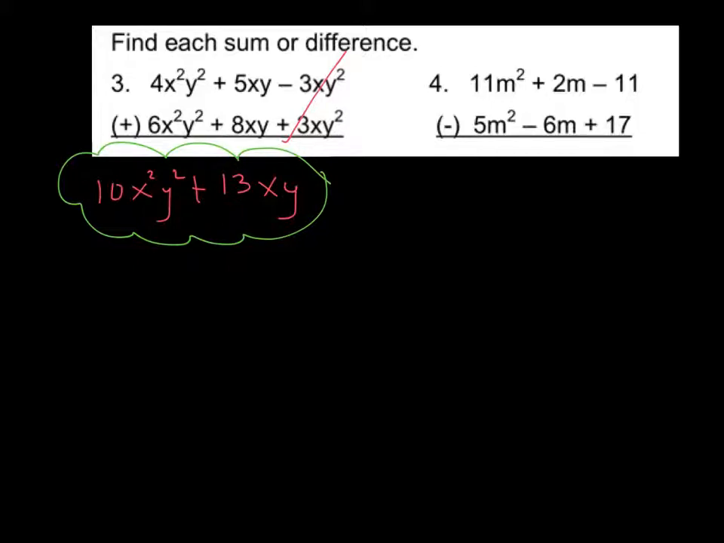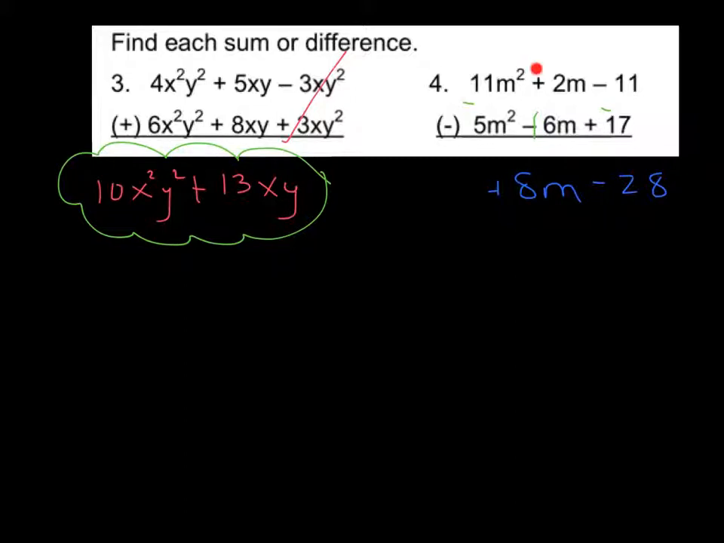So in order to subtract, I need to make sure that the 5m squared turns negative, the 6m becomes positive, and the 17 becomes negative. When you distribute the negative, it changes the signs of all your numbers. And then you use the same thing we used for addition. So we have a negative 11 and a negative 17, which combine to make negative 28. We have a positive 2m and a positive 6m, which combine to make positive 8m.